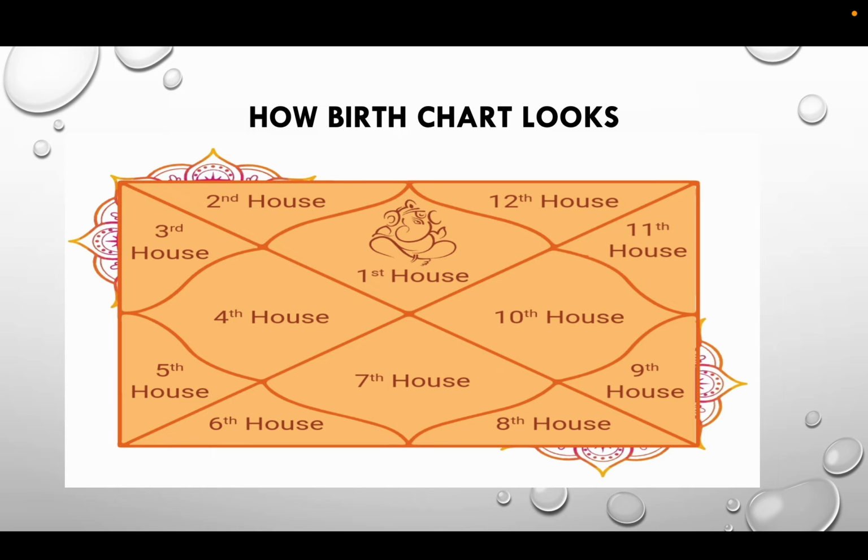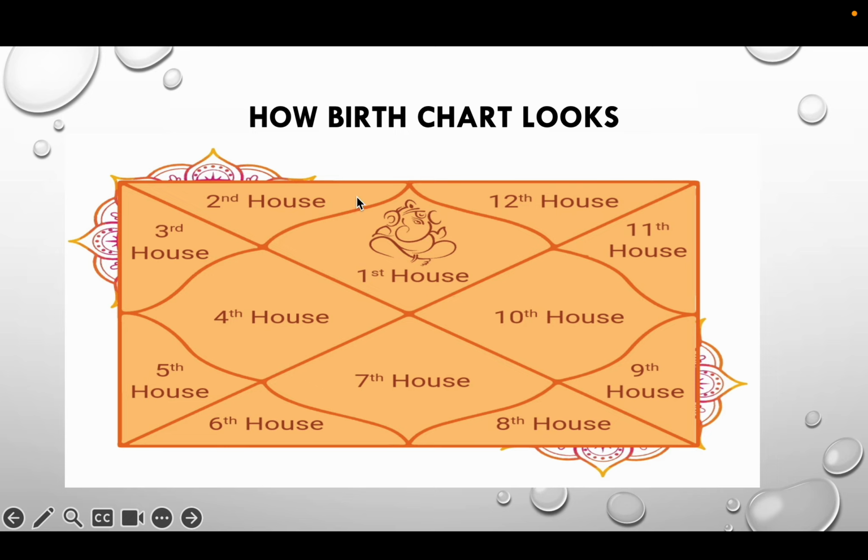This is what your birth chart looks like. As I have told you, once you feed your details to any astrology app, you will get this type of chart. Here is the main point from where your birth chart starts. This is called the first house of your chart. Then it moves anti-clockwise.